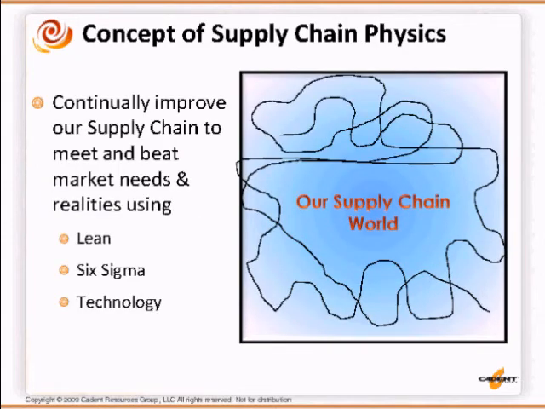So in this concept of supply chain physics, we have to continually improve our supply chain to adapt to the changing world around us and accommodate the business needs that we have. We have to communicate what it is to our business partners and then constantly improve and change our world, because we're masters of our supply chain world through proven methodologies that we've used. We use lean methodologies, Six Sigma, and other technologies, which is the ERP systems that we talk about.